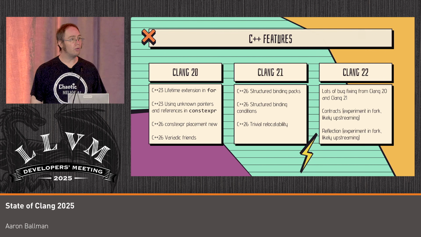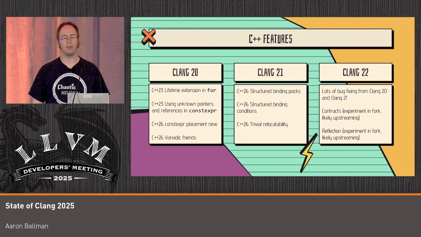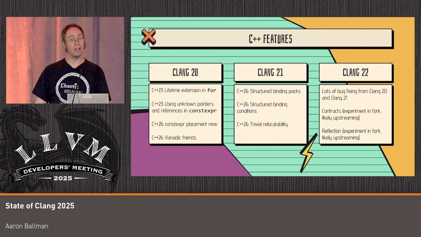In Clang 22, we've largely been doing bug fixing. As is probably no surprise to anybody here, C++ is an incredibly complicated language to support. And so this is kind of a chance for us to take a little breather and try and fix up a bunch of bugs. It's not that we're not working on newer features or things like that. It's mostly just that this is the way it's shaken out.